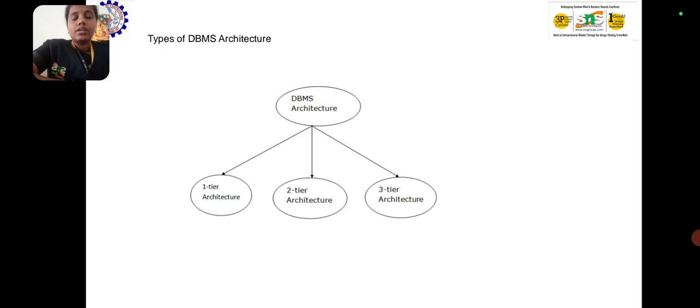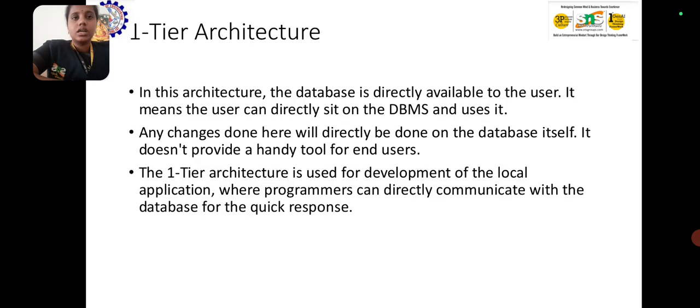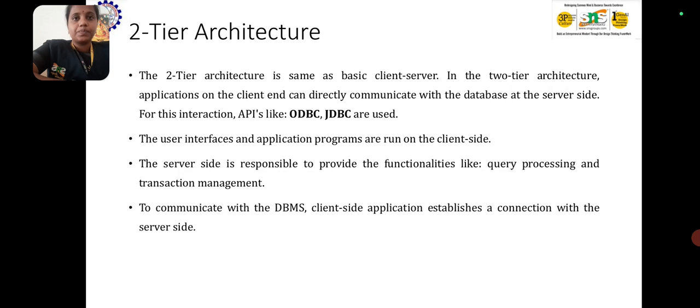As I said, there are three types of architecture: first tier, second tier and third tier. In first tier, the database is directly available to the user. It means the user can directly sit on the database and use it. Any changes done here will be done directly to the database itself. It does not provide a handy tool for the end user. The first tier architecture is used for developing local applications where the programmer can directly communicate with the database for a quick response.